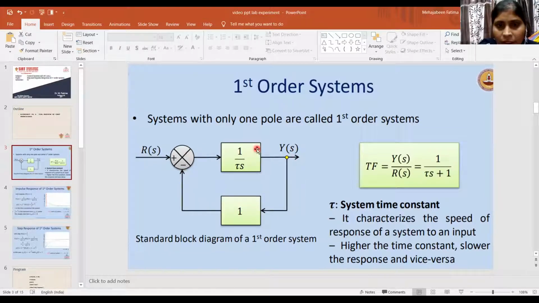If the transfer function of this control system is calculated, it is equal to 1 upon tau S plus 1, where tau is the system time constant, and it characterizes the speed of the response of a system to an input. If a unit step function or an impulse is given, the speed of the system is decided by this tau. Higher the time constant, slower the response, and vice versa.